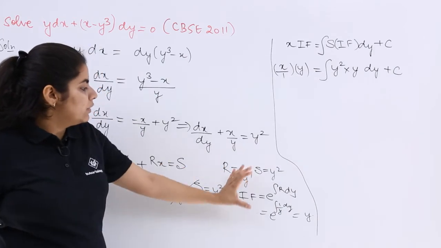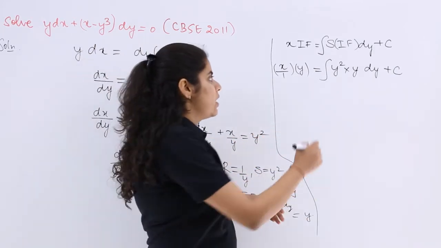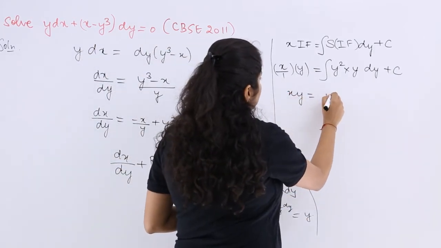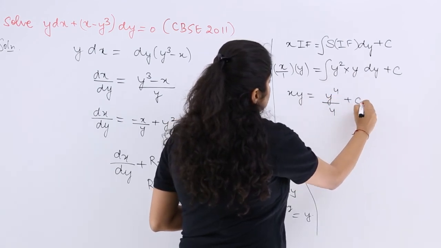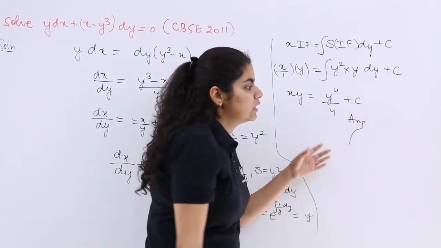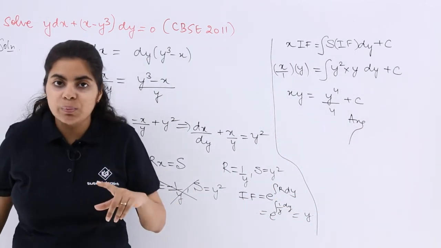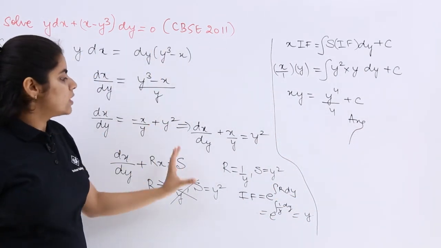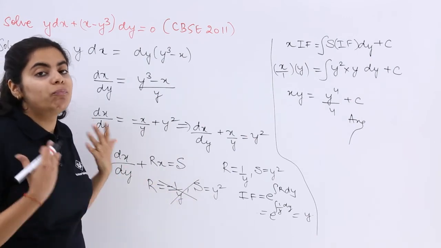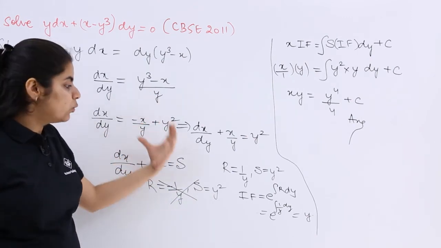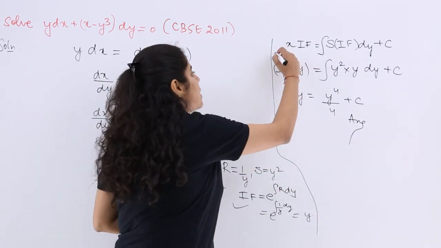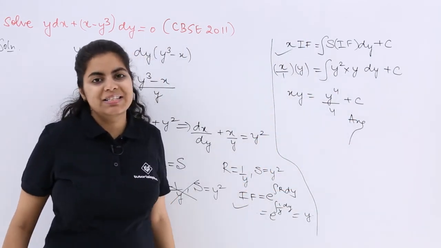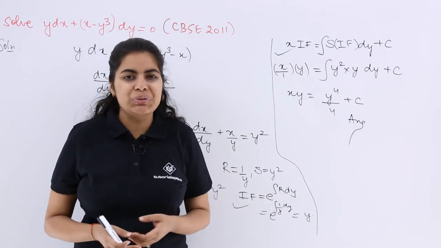Let's see again, we were very sure what s was and everything. Now xy is equal to integration of y cube, which is y raised to the power 4 upon 4, plus c, and that should be the answer to this question. So how do we do it? We simply saw that this question should be converted into a possible form, and then we can move further with the solution by finding the integrating factor and by putting the integrating factor in this equation, and that is the answer to this question.